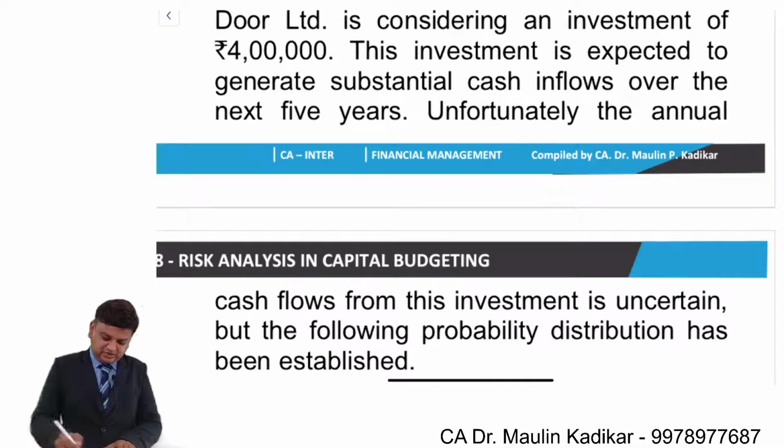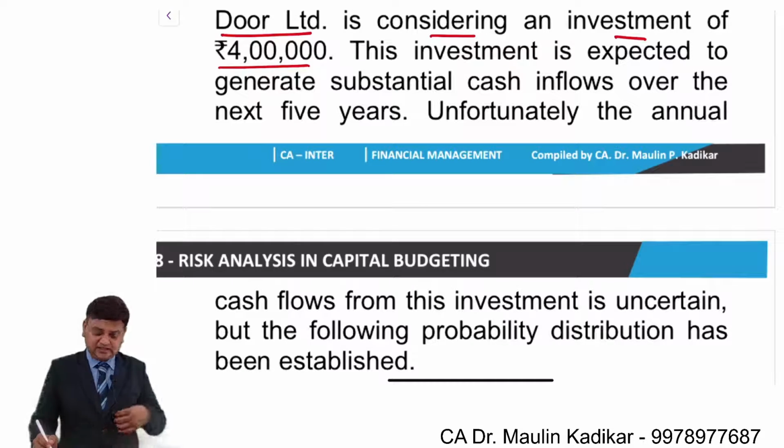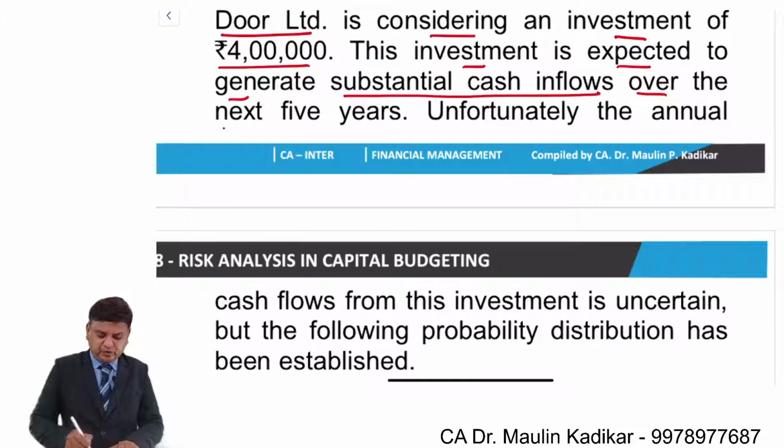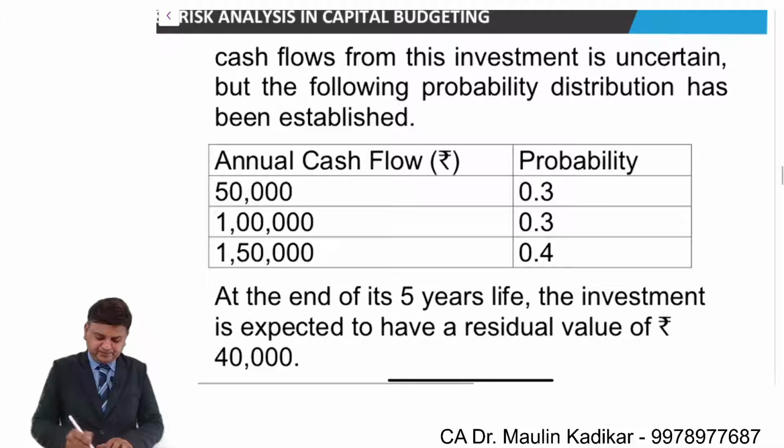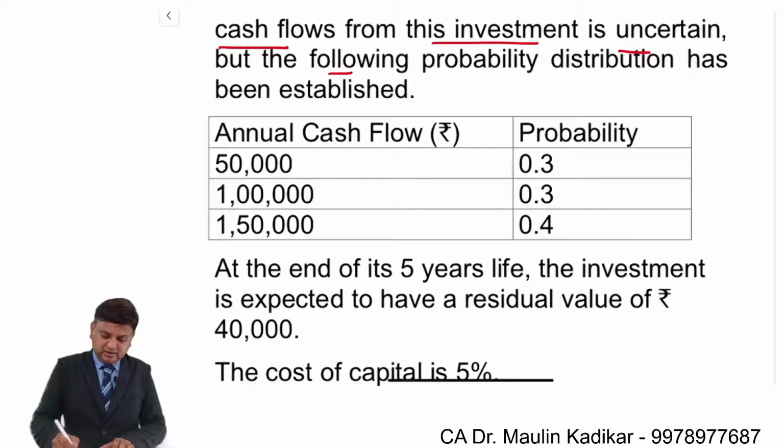Let us see the next question. Door Limited is considering an investment of rupees 4 lakhs. This investment is expected to generate substantial cash inflow over the next 5 years. So life of the project is 5 years. Unfortunately, annual cash flows from this investment are uncertain. But the following probability distribution has been established.